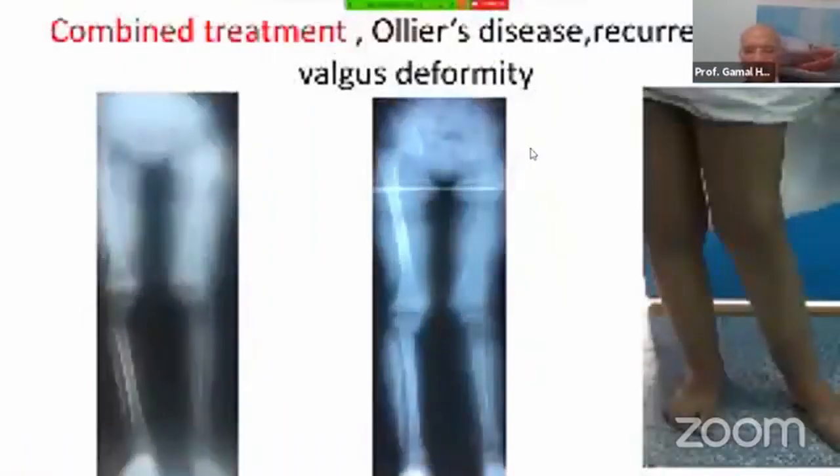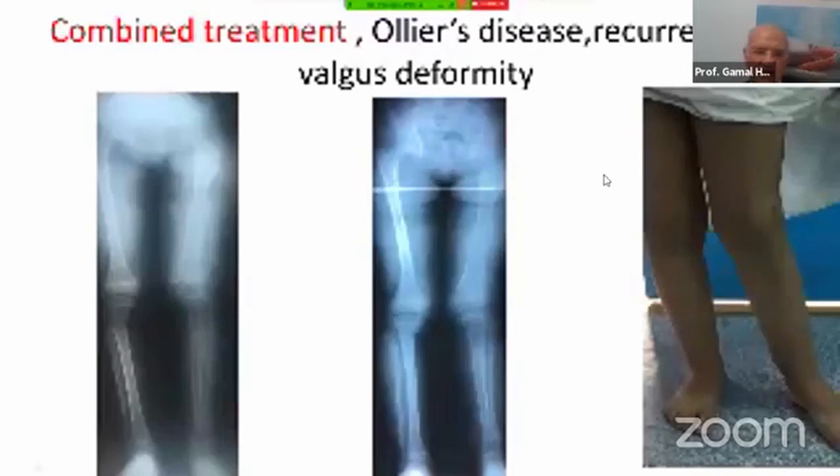First, we did corticotomy of the femur and tibia. We corrected the deformity and had 10 centimeter lengthening of the femur and 3 centimeter lengthening of the tibia. And the mechanical axis was good. Everything was okay. With the follow-up, the patient started to have recurrence of the deformity. You see, severe valgus deformity again.